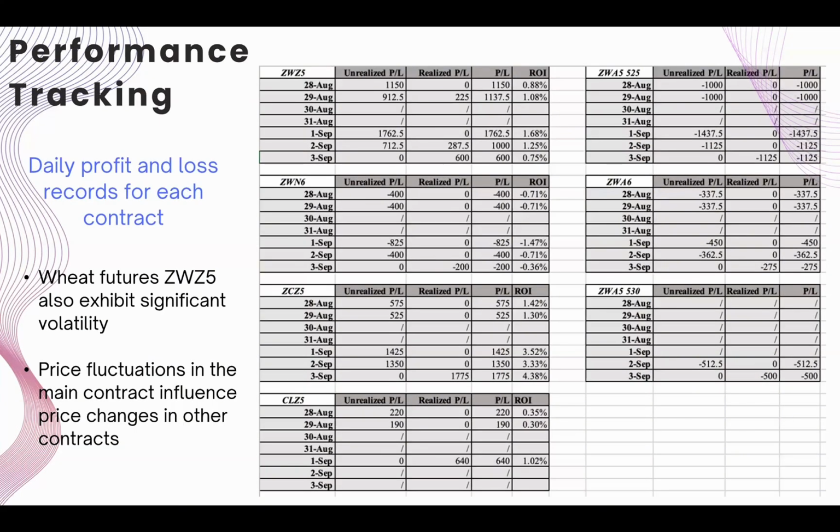Every day, we recorded the profit and loss of each contract. From the table, you can see that the future ZWZ5 showed both strong gains and large swings. For example, on September 1, we earned more than $117 from ZWZ5. At the same time, other contracts like the wheat options created losses that reduced our portfolio result. This shows how important it was to track our daily performance clearly, and how movements in the main contract also influence other contracts like corn and crude oil.